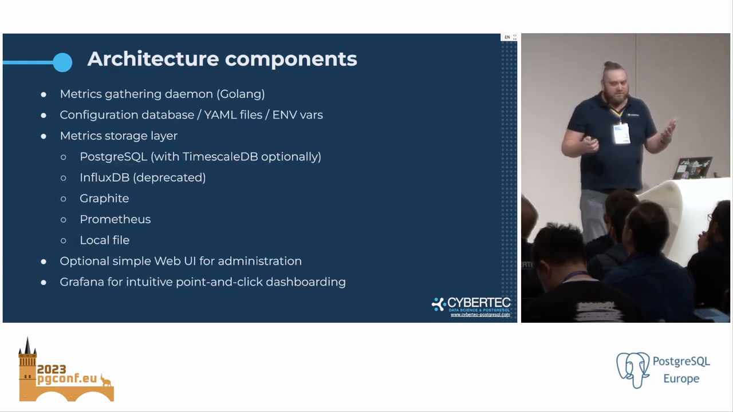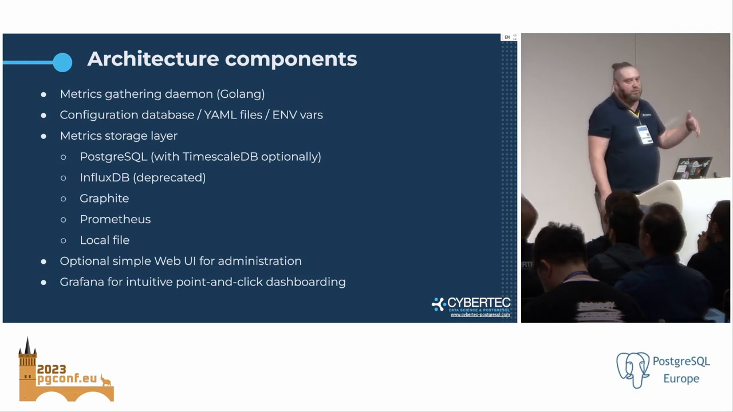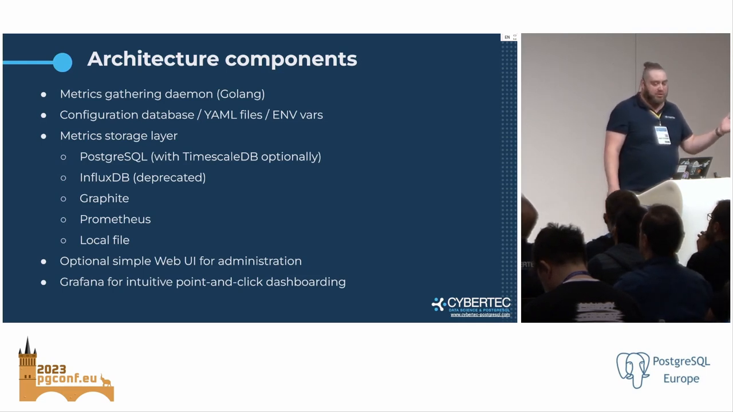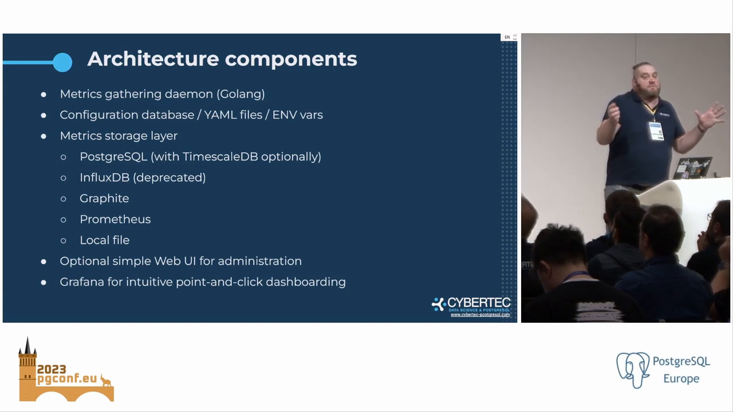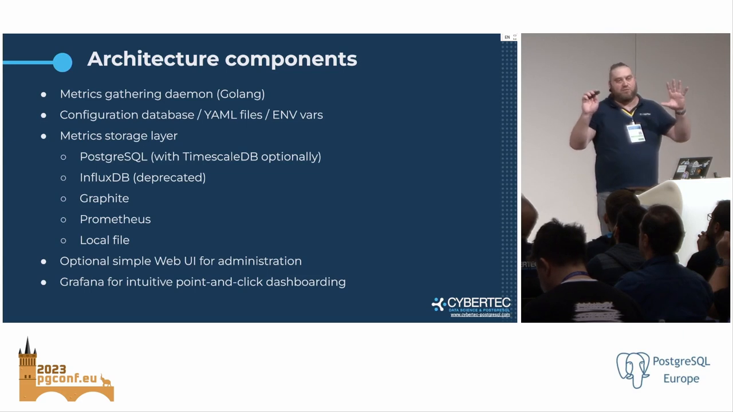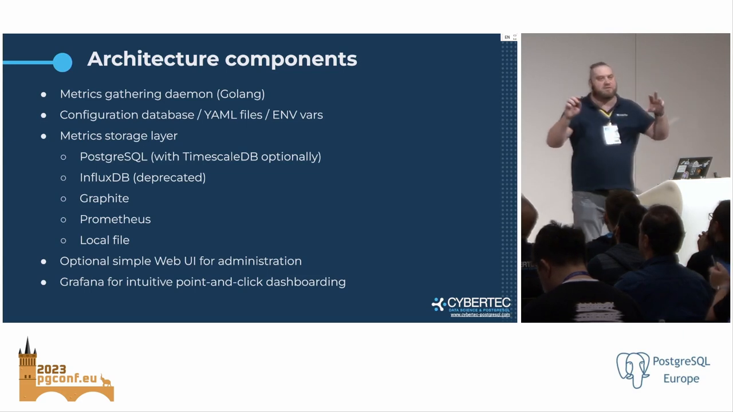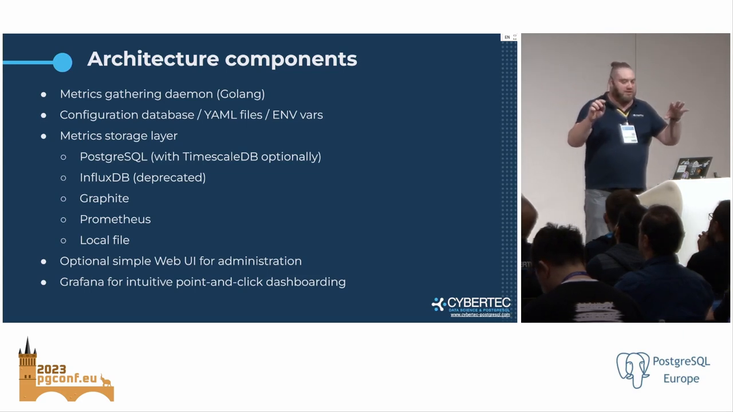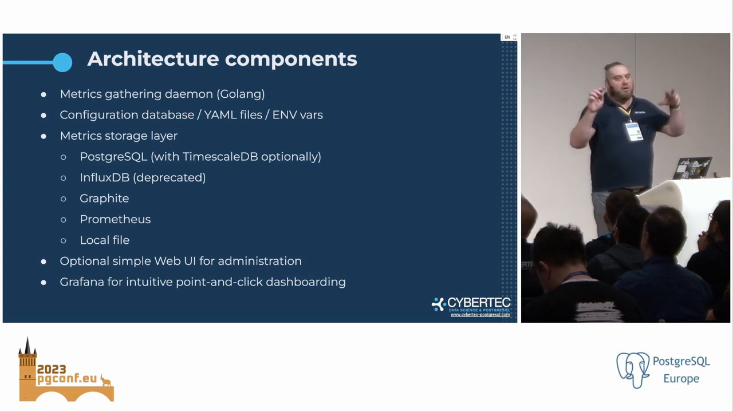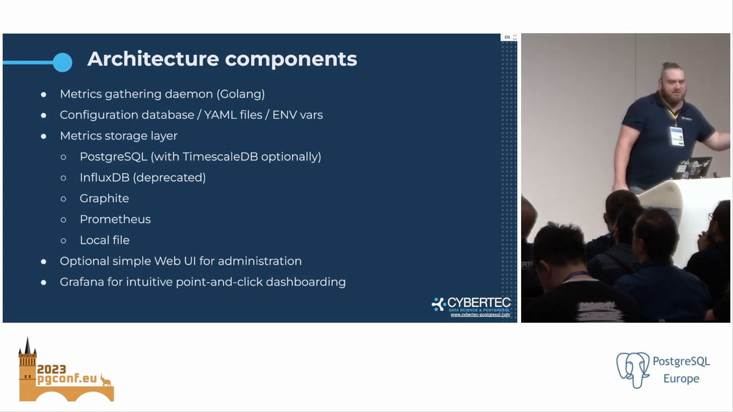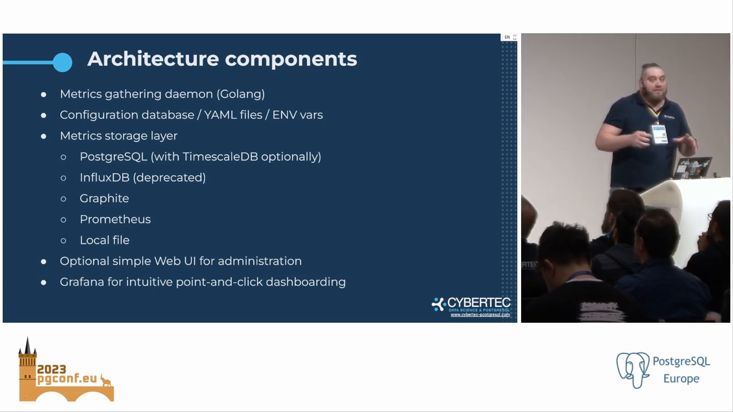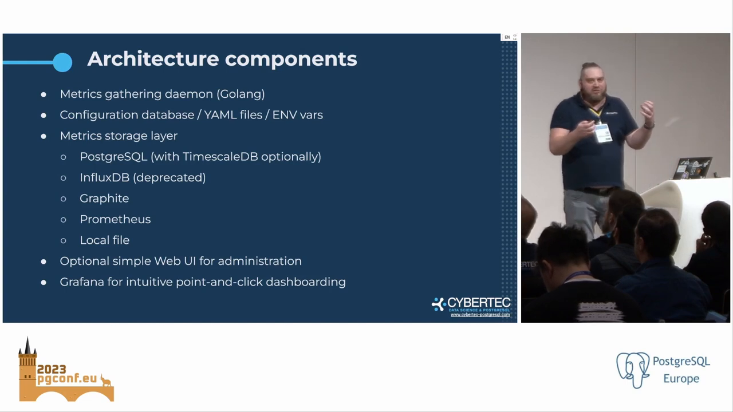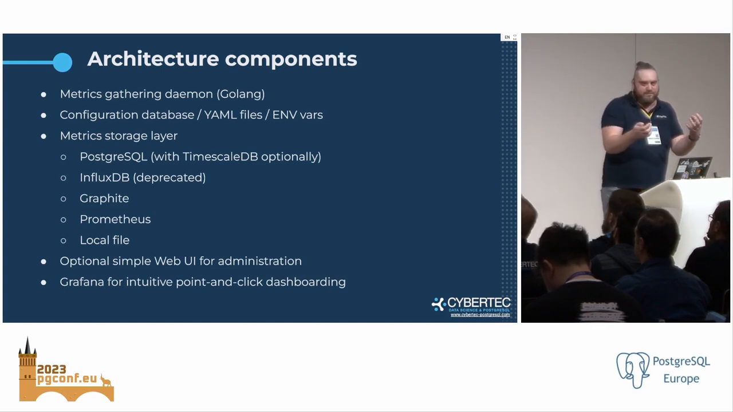But architecture. I said already that we use the Go language to build our metric gathering daemon. We can pass whatever, like environment variables, YAML configuration files, or the configuration can be in another database. So there are a lot of ways to configure and run your daemon. Then when we have our values, our metrics, we want to store them somewhere. Previously, we used InfluxDB for that.